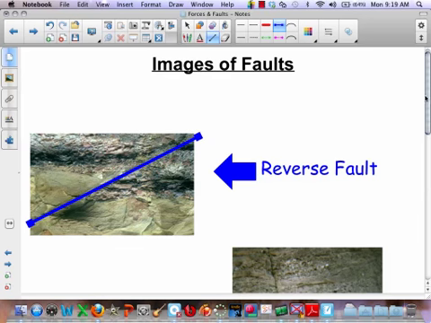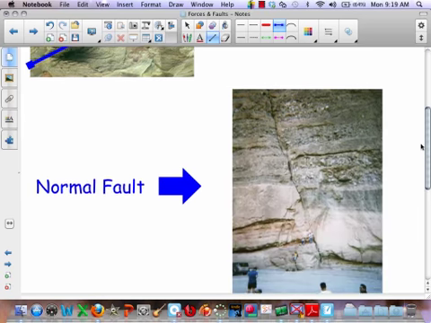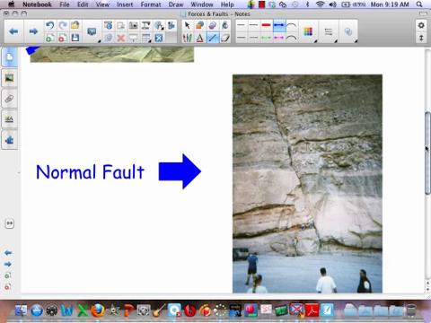Here's an example of a normal fault. When we talk about the scale, this gives you guys a perfect idea what the scale actually looks like. So this is your normal fault. Again, you can see that crack going right down the center there. That's your fault line, your fault plane.